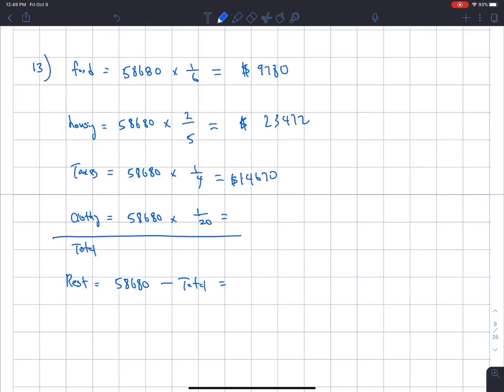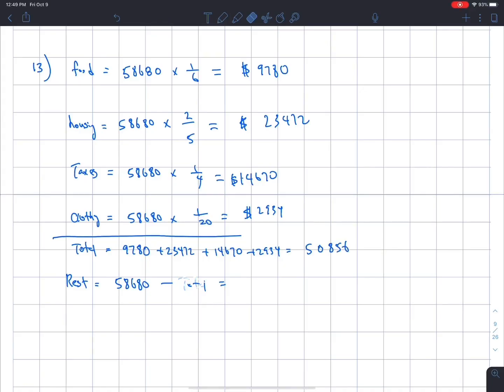And then clothing, 58,680 times 1/20. You get 2,934. For the total, I just add everything up. 9,780 plus 23,472 plus 14,670 plus 2,934. I get 50,856.